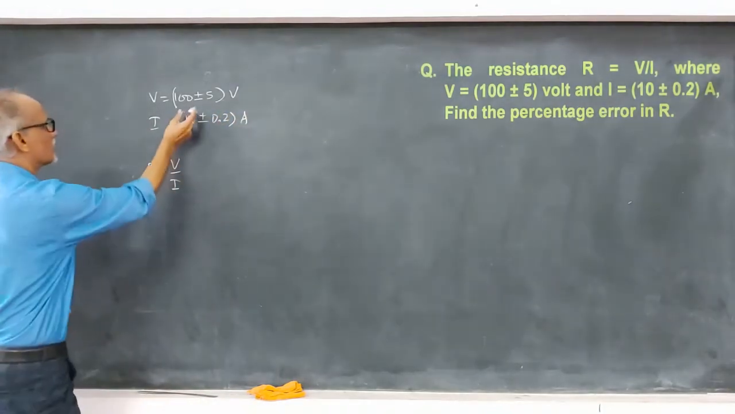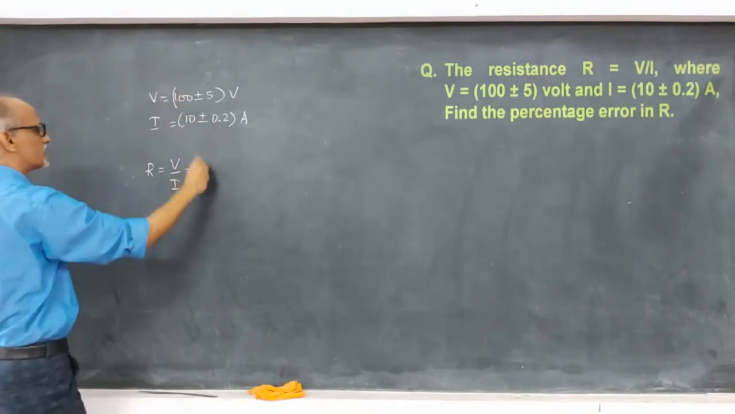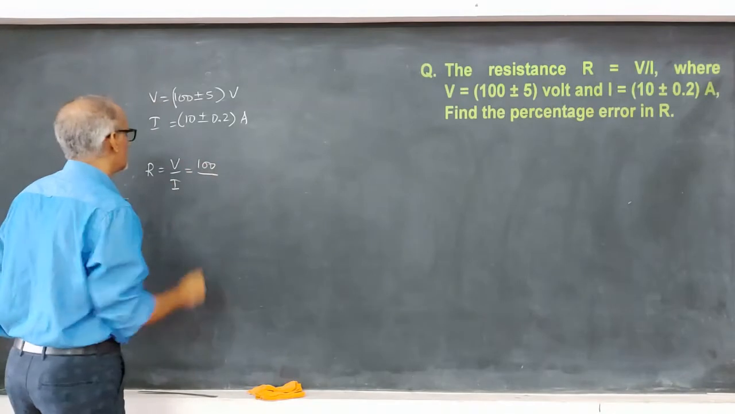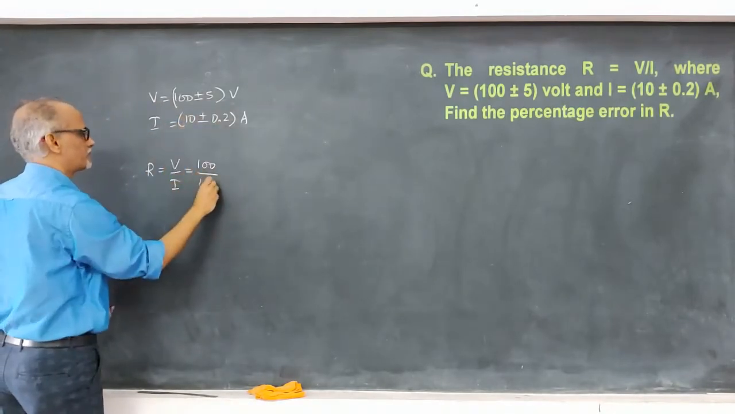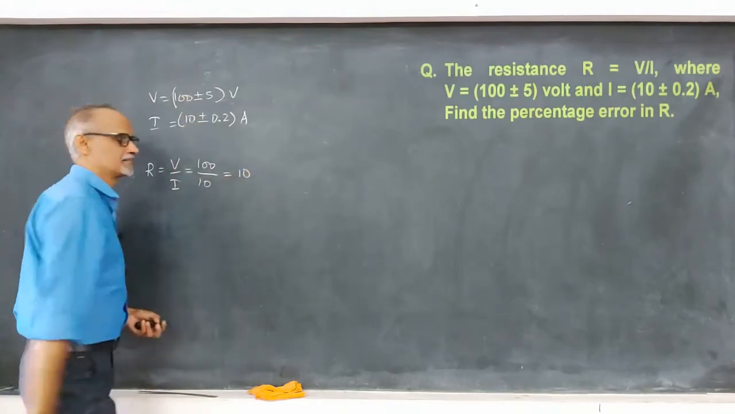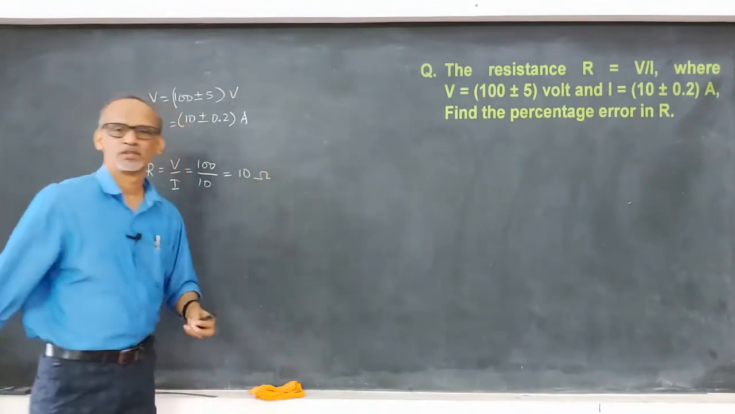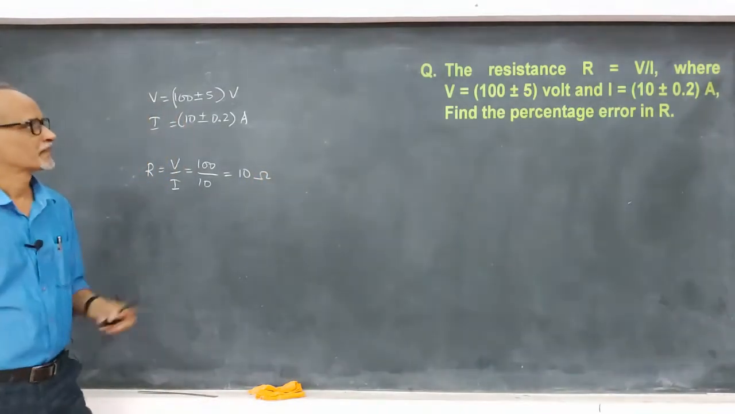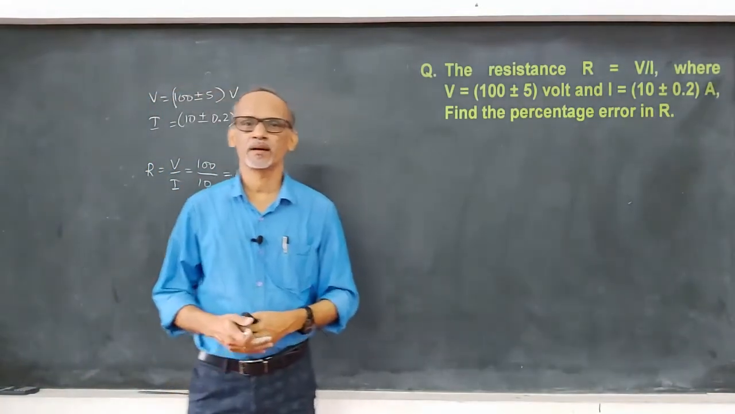Now here, what is this 100? This 100 is nothing but the voltage V. 100 by current I, how much? It's 10 ampere. 100 volt by 10 ampere, so 100 by 10, how much is that? It's 10. It's the resistance. What is the unit of resistance? It's in ohm. So we have found the resistance. But what do we have to calculate? Find the percentage error in R.